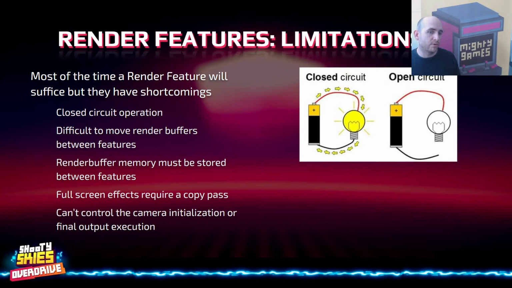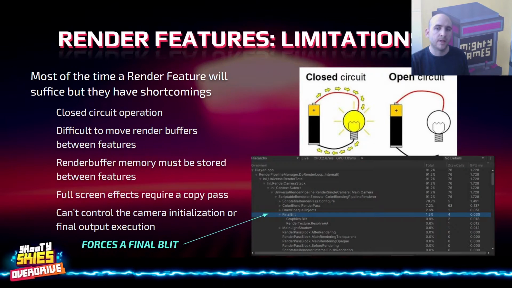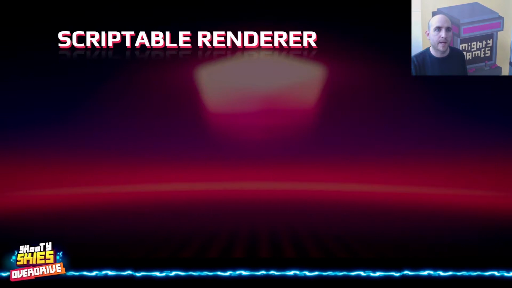And finally, we couldn't really control what the camera initialization is, so we can't set up what the camera description is going to be before we start rendering altogether, and we don't really have any control over the final output execution, so how we write all our effects and color data to the final display. And what Unity will do when you start working with render features is force a final blit. So that'll take everything that you've processed and basically do another copy function where it copies whatever the camera color is ready for transfer to the final display destination. And that also has performance implications.